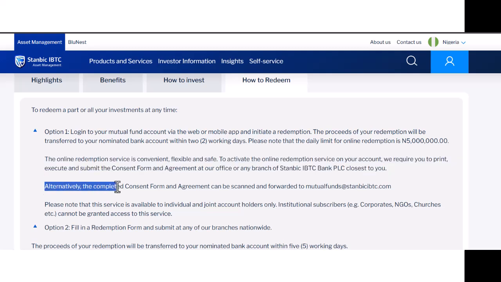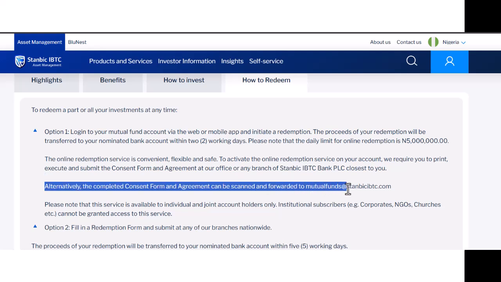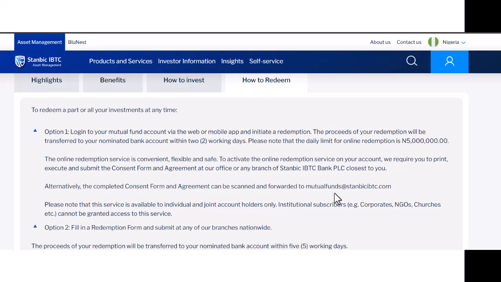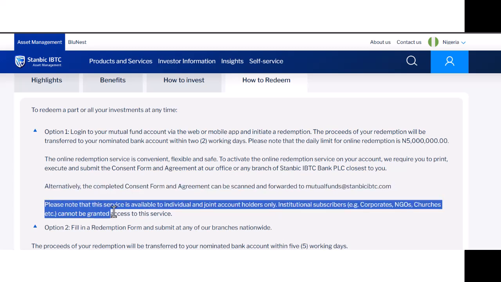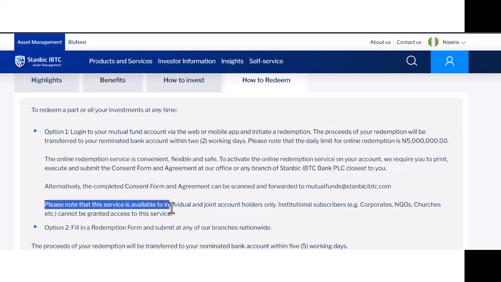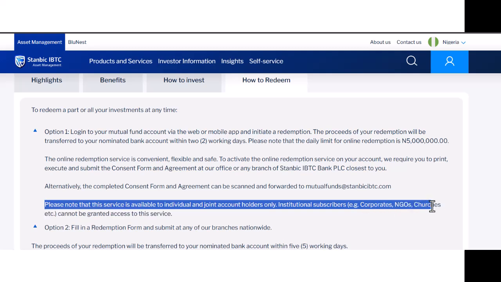Alternatively, the completed consent form and agreement can be scanned and forwarded to mutual funds at stanbicibtc.com. Also, please note that this service is available to individual and joint account holders only. Institutional subscribers, e.g., corporate, NGOs, churches, etc., cannot be granted access to this service.